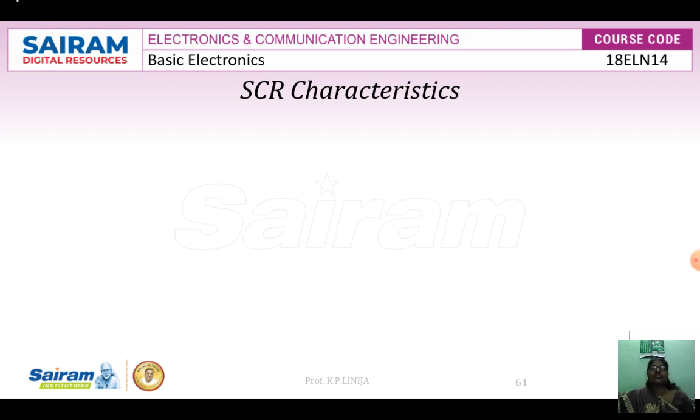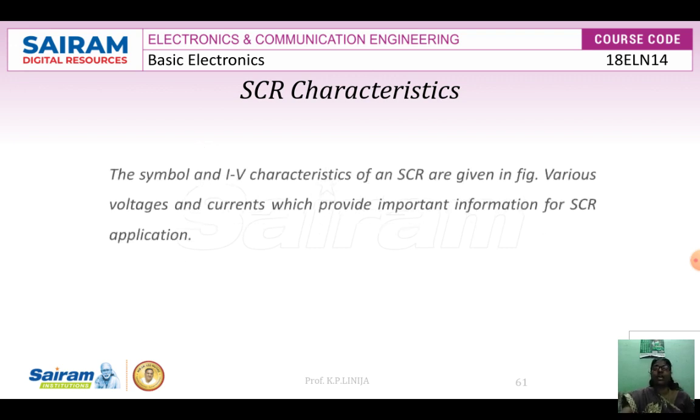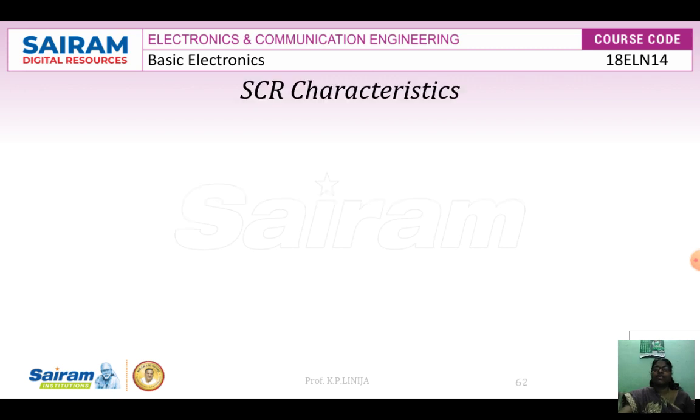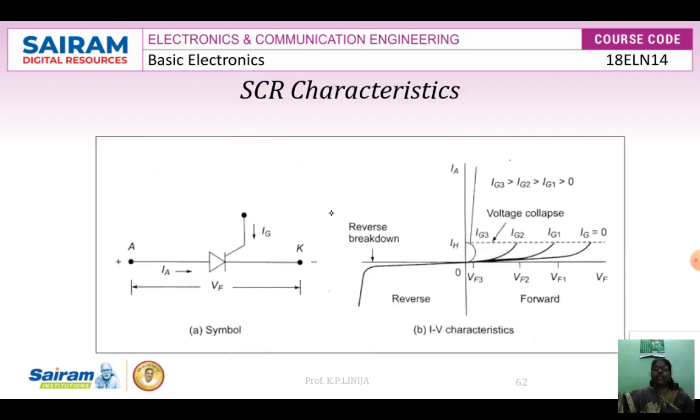In the characteristics, we will see the forward blocking region, reverse blocking region, as well as the reverse breakdown region and holding current. So here first we will see the symbol as well as the VI characteristics. So this is the symbol of the SCR, and this is the anode terminal and this is the cathode terminal, and here it is the gate. The gate terminal is very close to the cathode terminal.